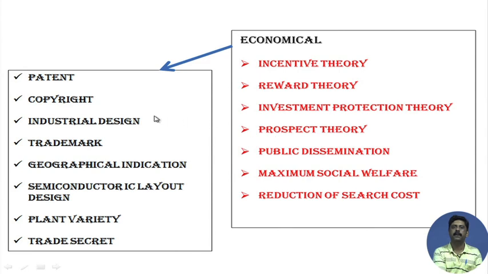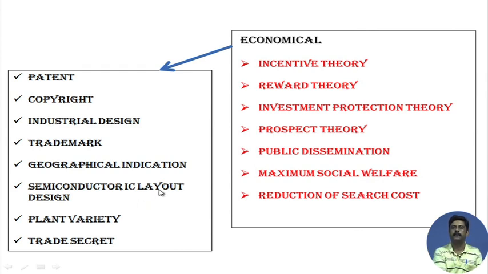So prospect theory can easily apply for patent and copyrights, because a patent is for a product or process, and copyright is for literary or musical work, all creating prosperity in the society, and that prosperity is some sort of fruit that the creators or inventors are also enjoying. Then similarly, public dissemination theories.